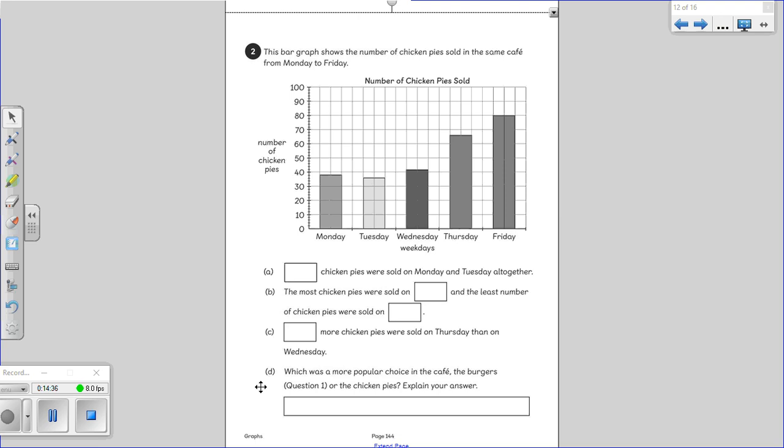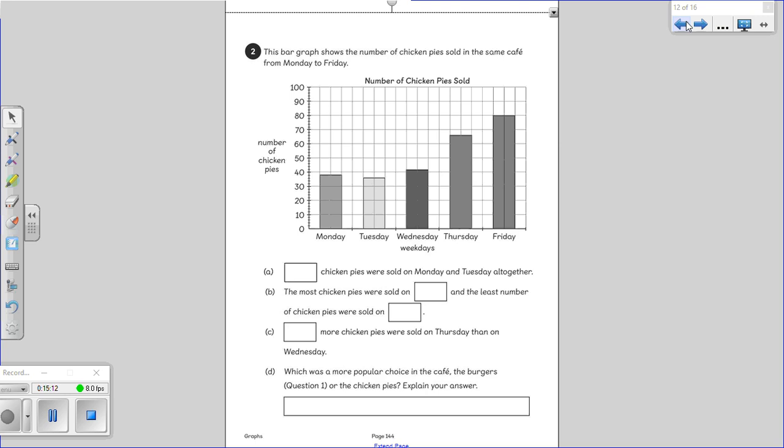This one at the bottom, D, asks you to explain your answer. So it wants you to look at the previous graph about burgers that you will have filled in and look at this graph about chicken pies, and it wants you to answer which one is more of a popular choice, and it wants you to explain your answer. So don't just put in chicken pies or burgers. Why is it that answer? So can you prove your answer by using the information in the graphs?